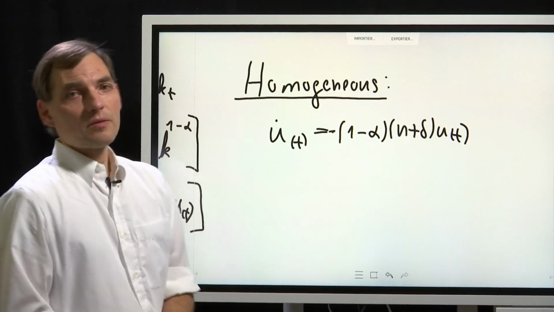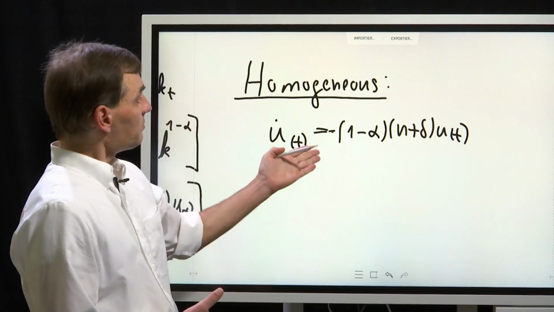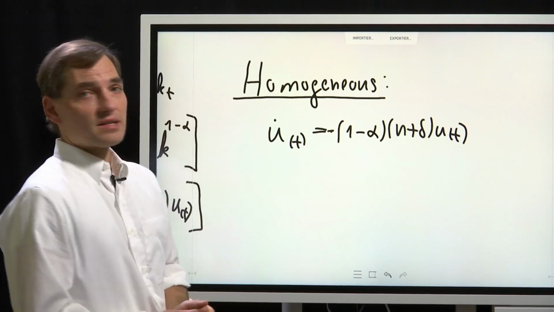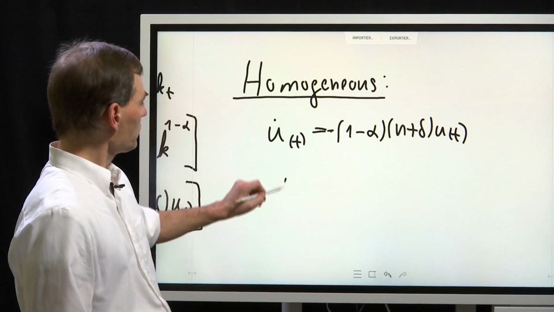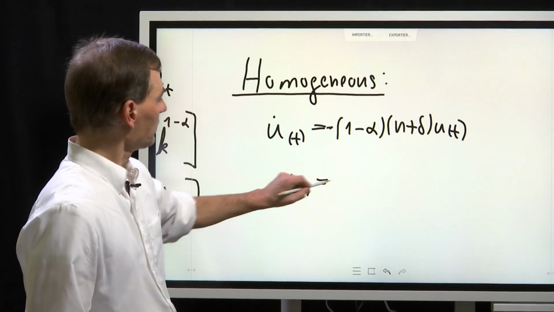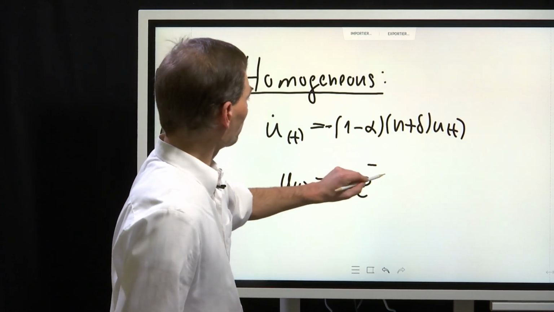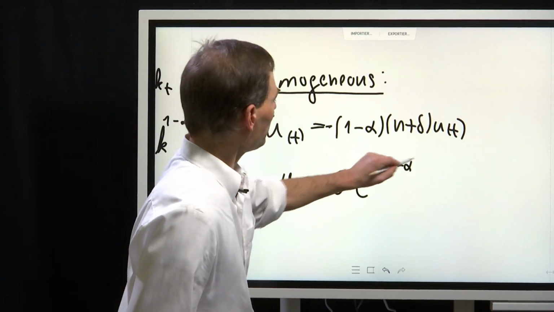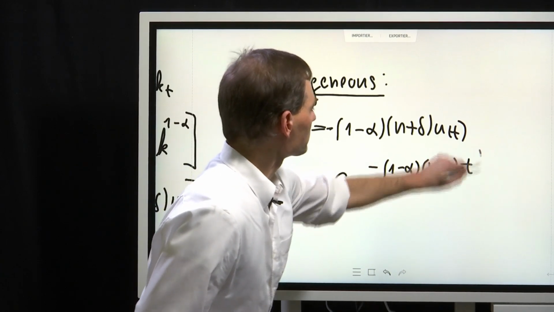This differential equation is what we have solved in another class already. This is a simple ordinary differential equation like the population growth model, and we know already the solution for this one. So this has the solution u(t) equals the integration constant c times e to the power of minus (1 minus alpha)(n plus delta) times t.